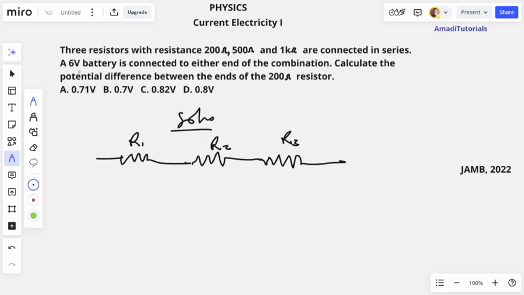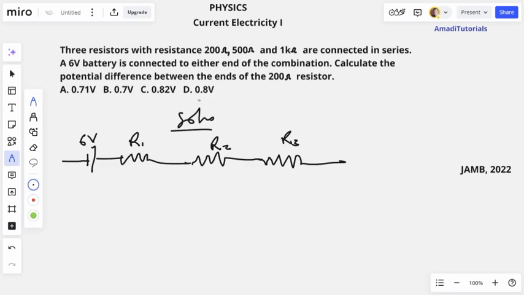R3. A 6 volt battery is connected to either end of the combination. So we are going to connect the battery to any of the ends, either this one or this one. Let me connect it to this side. Positive, negative. So this is our 6 volt battery connected to an end of that combination.